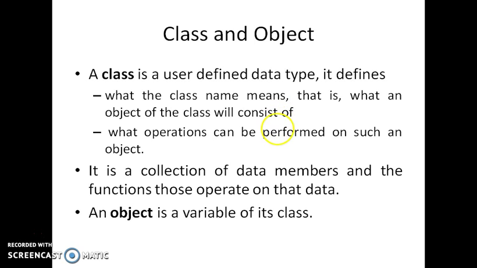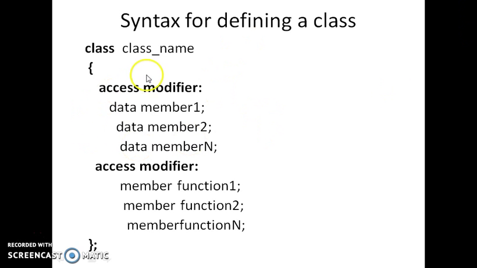These definitions seem to be difficult to understand without an example. So first we'll see what is the syntax to define a class. The syntax for defining a class is first the keyword class. You have to mention the keyword class, then a class name. The class name can be any name that follows all the rules when you define a variable name. Then curly bracket open, and then there is a term called access modifier. We'll see later what this access modifier is. Under this access modifier, we have to mention the data members.